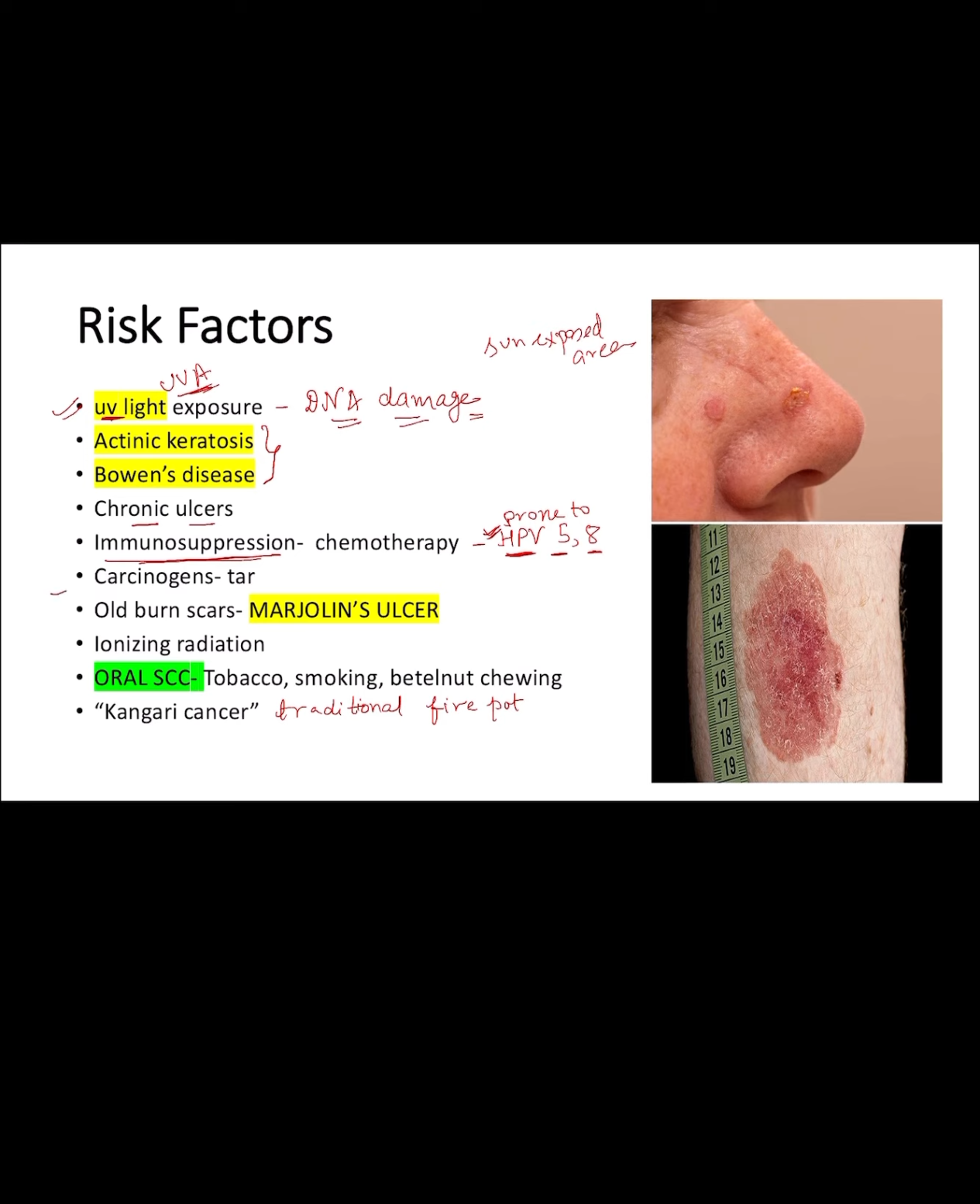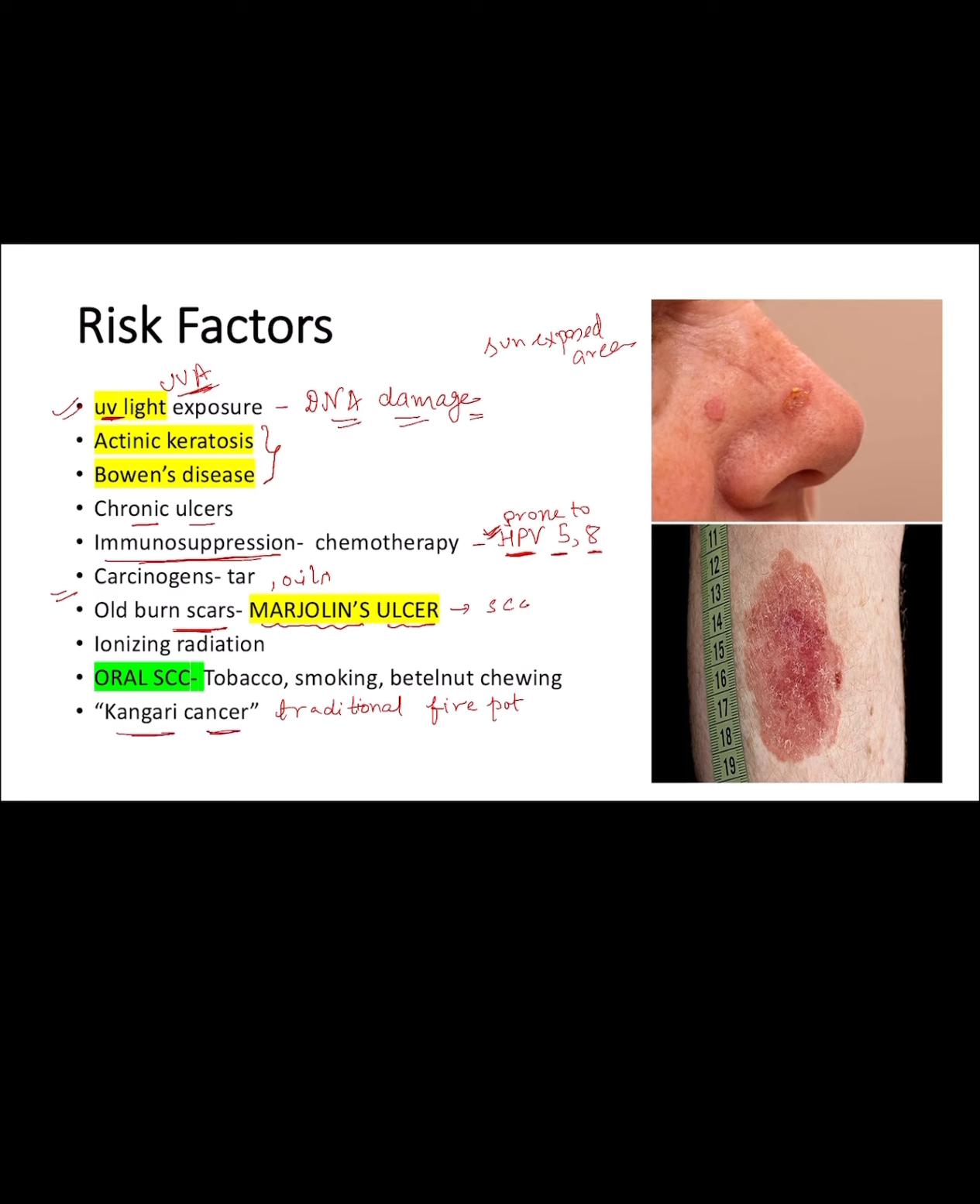Then industrial carcinogens like tar, oils, old burn scars, if they develop squamous cell carcinoma, then that condition is known as Marjolin's ulcer. So old burn scars or Marjolin ulcer, they can develop into squamous cell carcinoma. Many times question in the exams come on Marjolin's ulcer, then you have to describe SCC also in that. And then next is ionizing radiations. Next is a Kangri cancer.